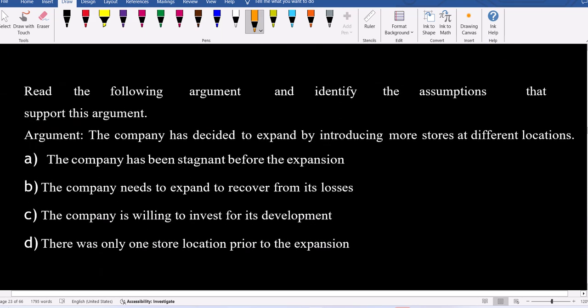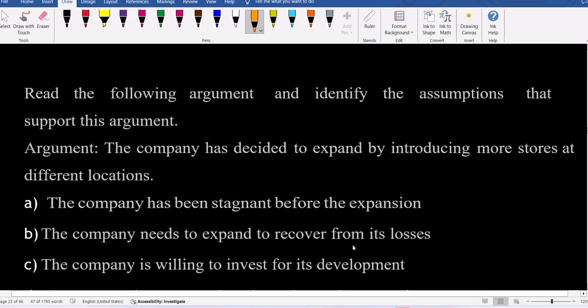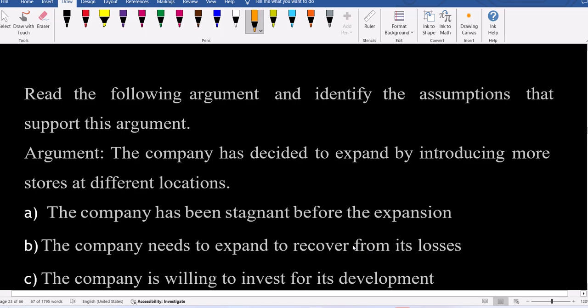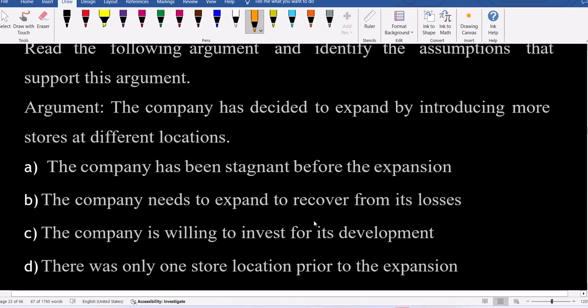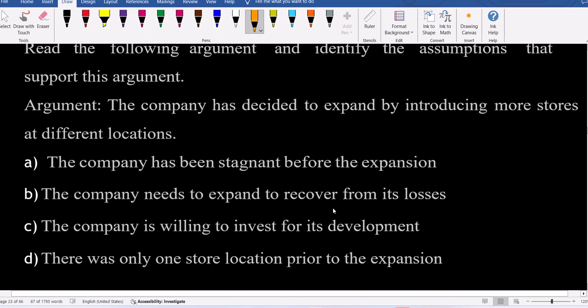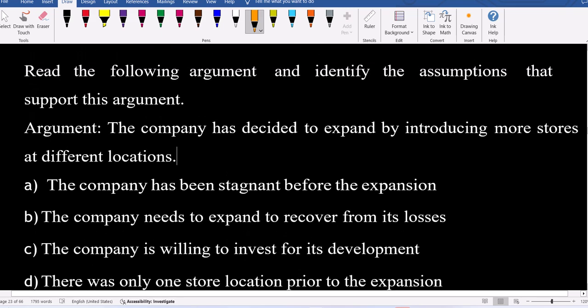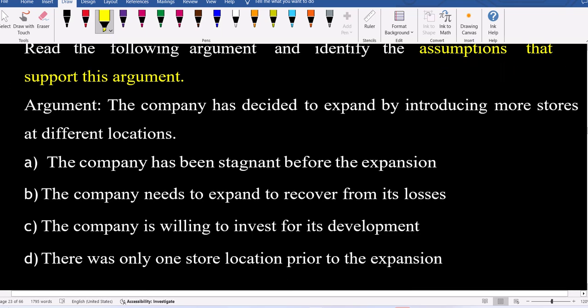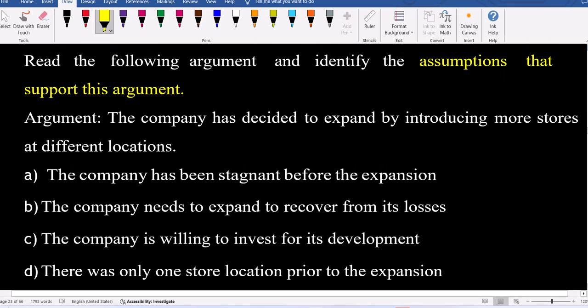Next one, support. Statements are arguments. This type of question you can mostly find on the CoCubes platform, the way of asking the question we are discussing right now. Weakening, supporting, supports the argument. The company has decided to expand by introducing more stores at different locations. Supporting is what we require.